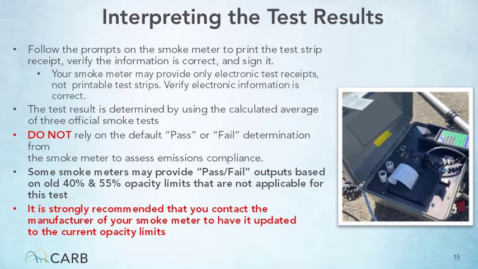Note that the final test result is the calculated average of the 3 official smoke tests. Do not rely on the default pass or fail determination from the smoke meter to assess emissions compliance. Some smoke meters may provide pass-fail outputs based on old 40% and 55% opacity limits that may not be applicable to the test that you performed. We strongly recommend that you contact the manufacturer of your smoke meter to ensure that its opacity limits are up to date.